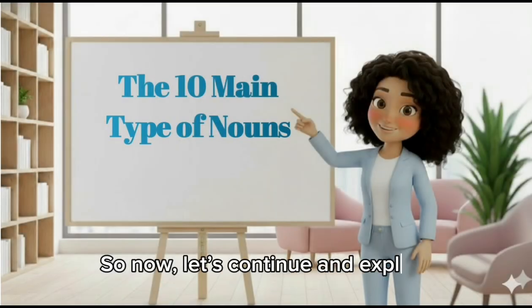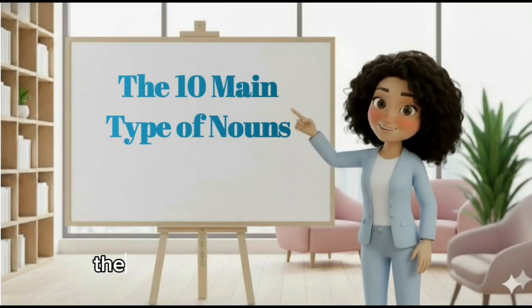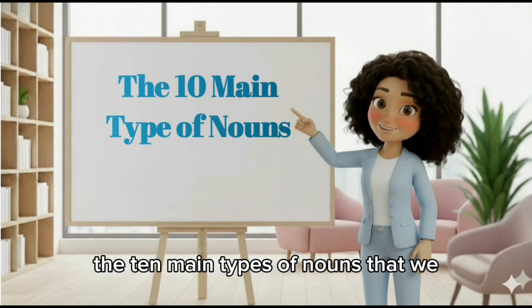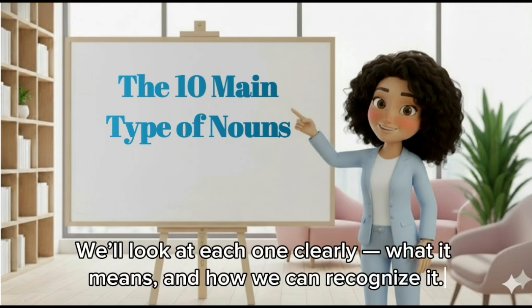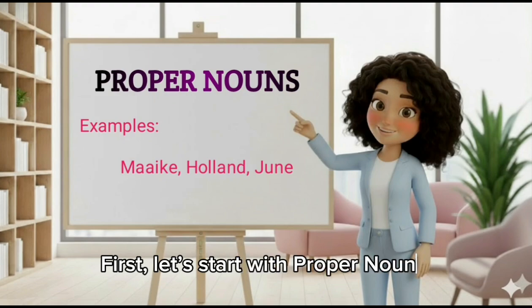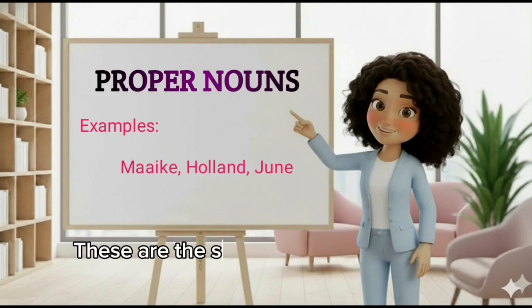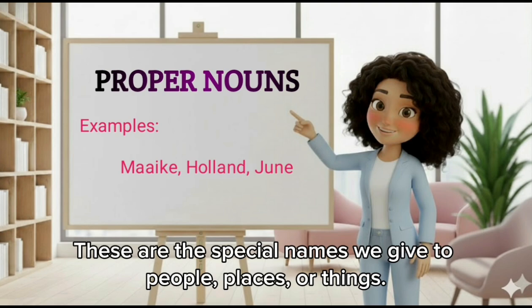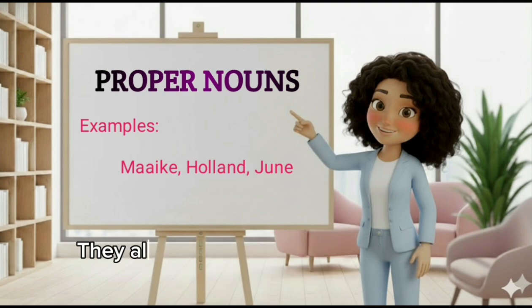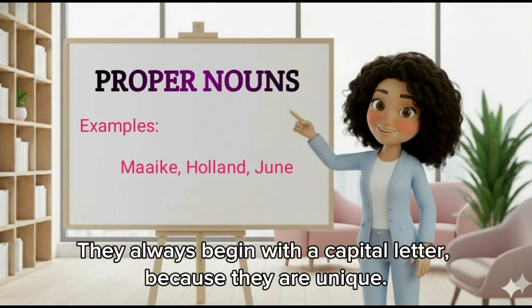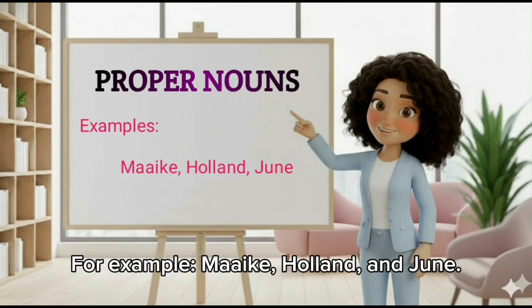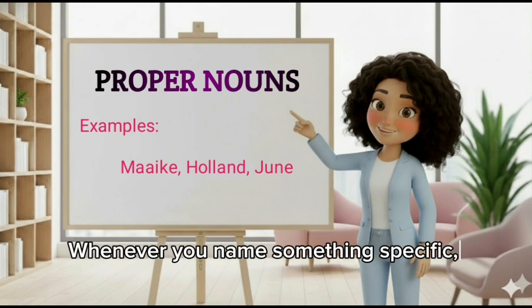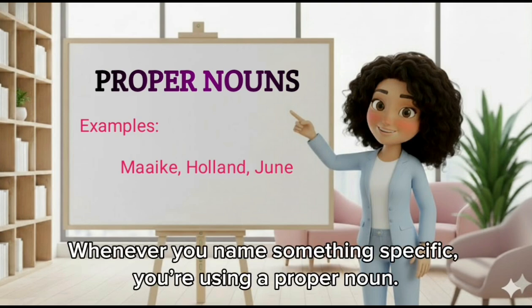So now, let's continue and explore the 10 main types of nouns that we use most often in English. We'll look at each one clearly, what it means, and how we can recognize it. First, let's start with proper nouns. These are the special names we give to people, places, or things. They always begin with a capital letter because they are unique. For example, Mike, Holland, and June. Whenever you name something specific, you're using a proper noun.